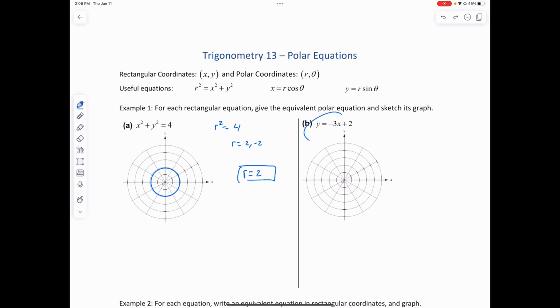Now for this one, you know from your algebra class or from the algebra videos that this is the equation of a line. The line has a y-intercept of 2. If I plug in 0 for y, I can find the x-intercept. So that means I get 3x is equal to 2, and therefore x is equal to 2/3, which is going to be right about here. And so I get a line that looks something like this. So of course this is the equation of a line.